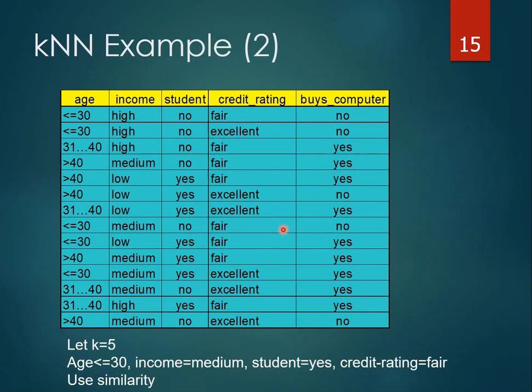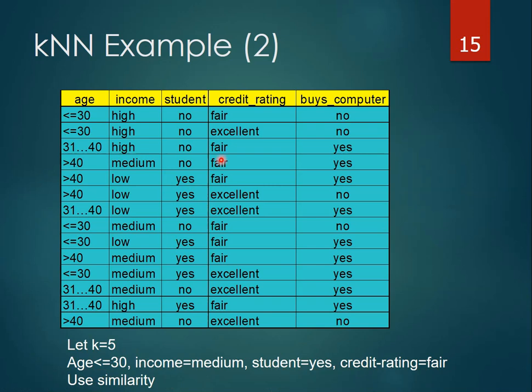Now in the second example, this is a very classic data set. We have the buy computer data set. We have the attributes for age, income, student, and credit rating. And we were given the new tuple, which is age less than or equals to 30, income is medium, student is yes, and credit rating is fair. Now it asks us to use similarity, and the value of k is given as 5.